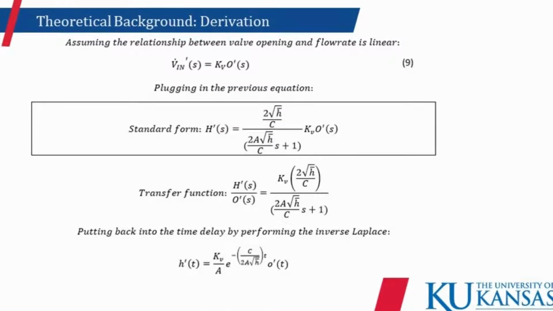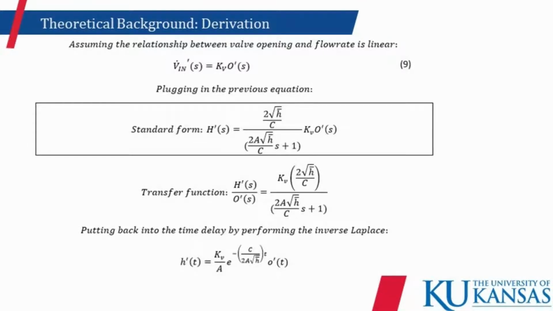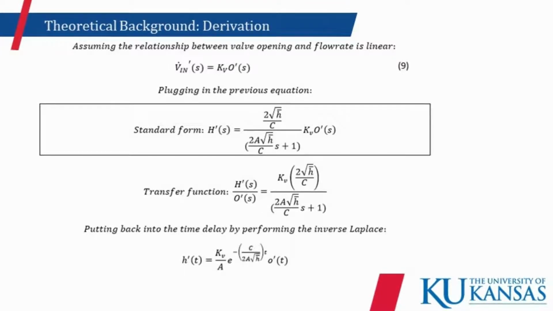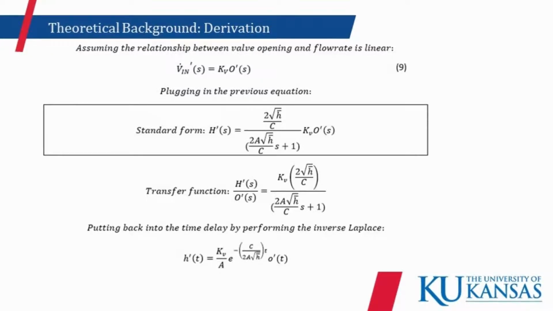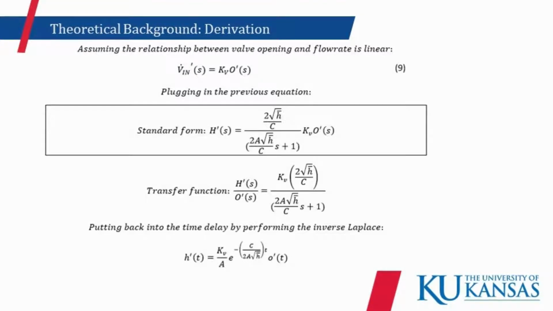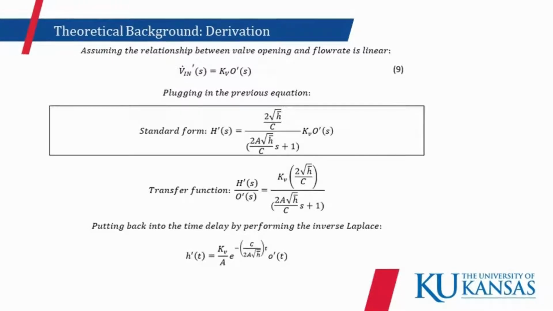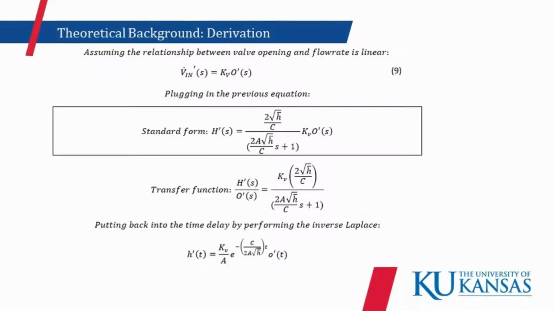Further, we can develop a relationship between the output disturbance and height disturbance by assuming the relationship between the valve opening and flow rate is linear. We can plug equation 9 into the previous slide standard form expression in order to develop the standard form expression on this slide, relating the height disturbance with the output disturbance, where Kv is the valve gain. The transfer function is then defined below.